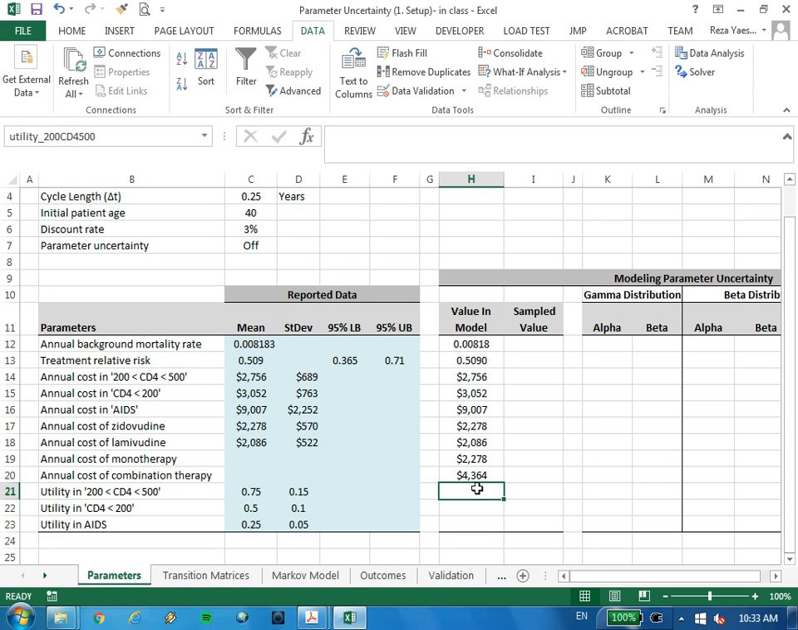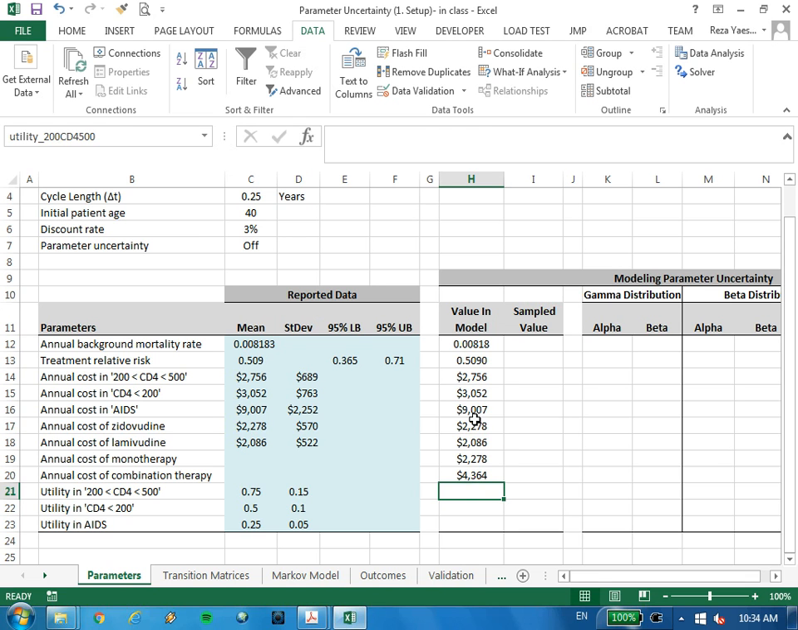Okay. So these are the numbers that the model is reading. This is what is reported in the literature. And this part, I'm going to use different distribution to describe the uncertainty. I will use this distribution to generate samples. And if the parameter uncertainty analysis is on, I want to use these samples in my model. And if it is off, I want to use the mean estimates that we had before. All right?